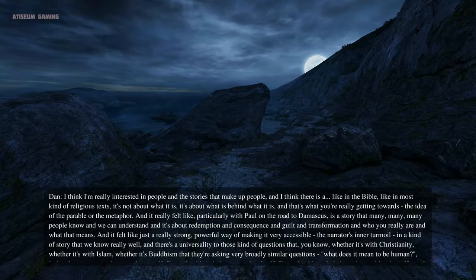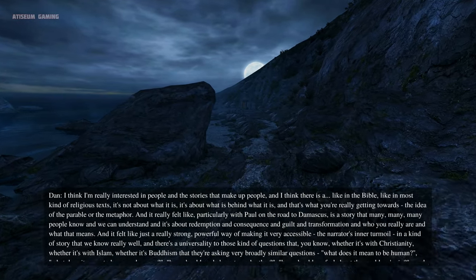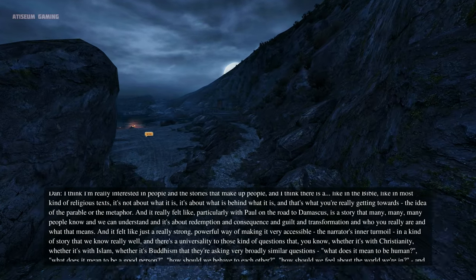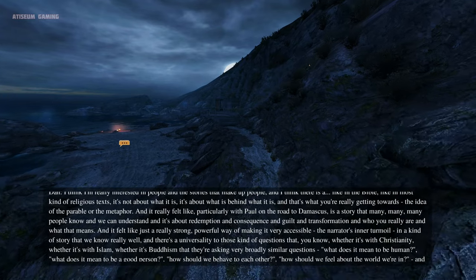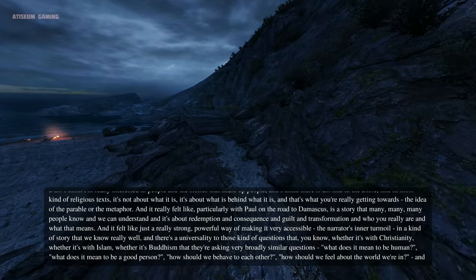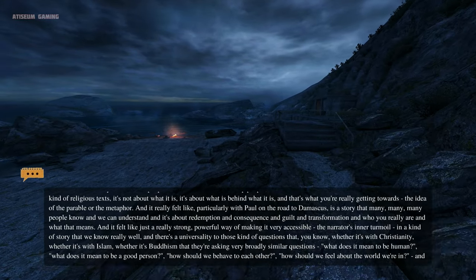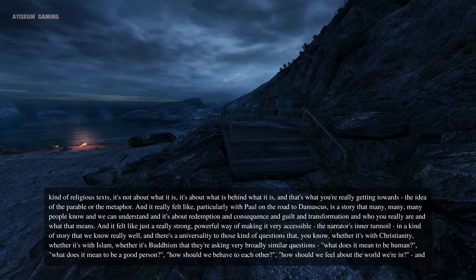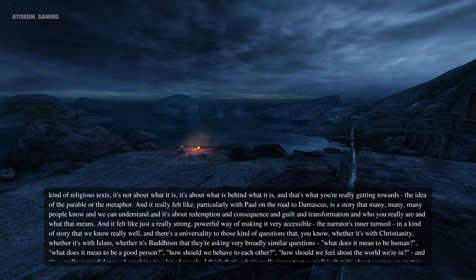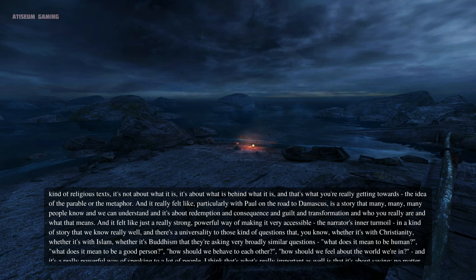And it really felt like, particularly with Paul on the road to Damascus, it's a story that many, many people know and we can understand, and it's about redemption and consequence and guilt and transformation and who you really are and what that means. And it felt like a really strong, powerful way of making it very accessible: the narrator's in a turmoil, in a kind of story that we know really well.